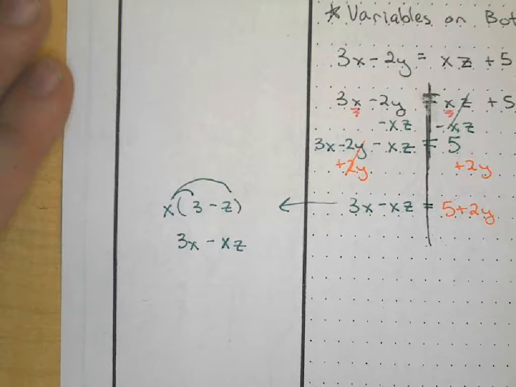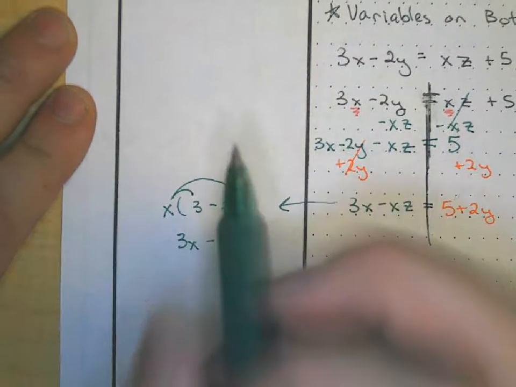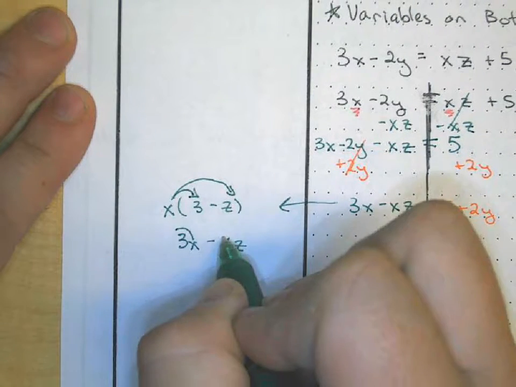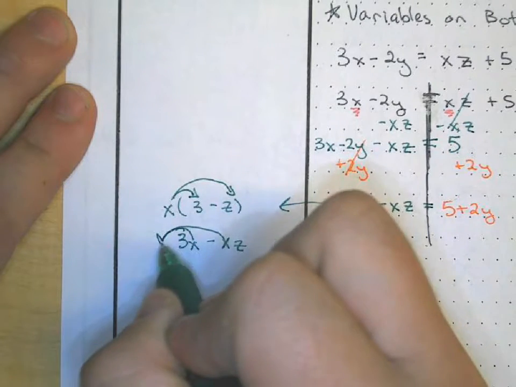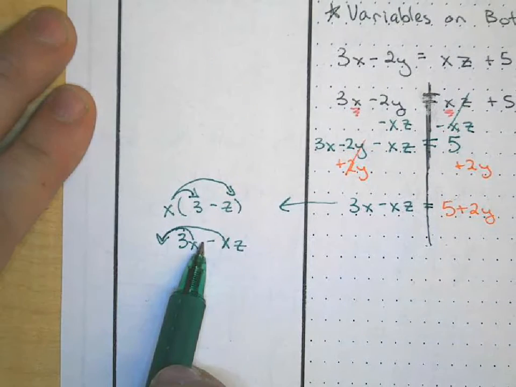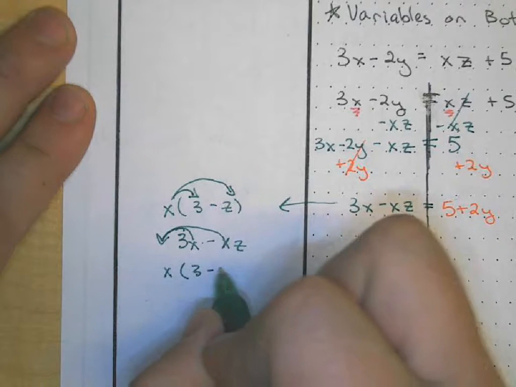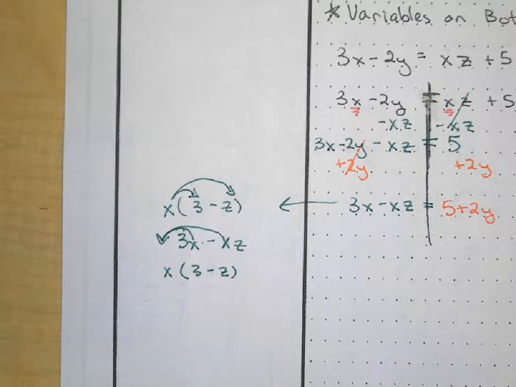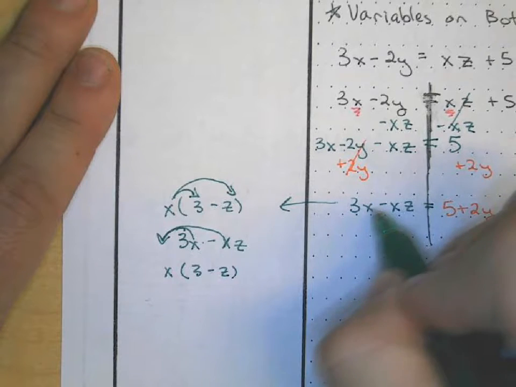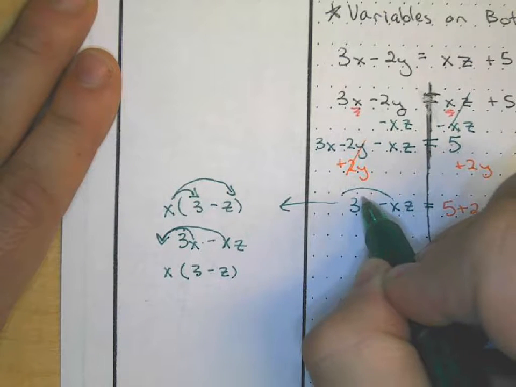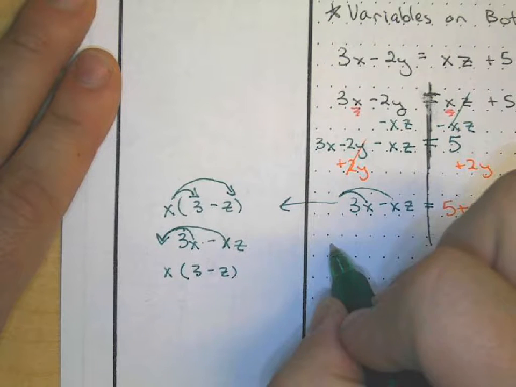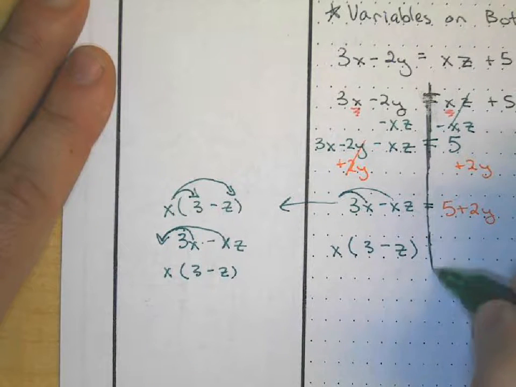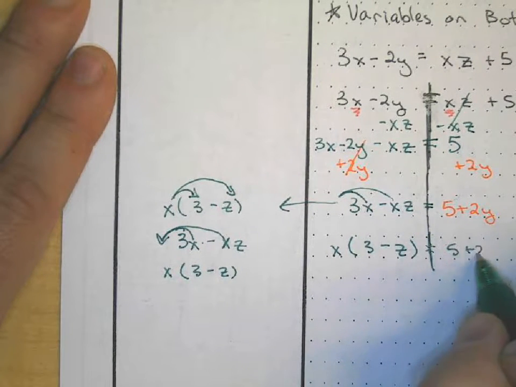So what I want to point out is that I can do the opposite. I can go backwards. I can go this way and multiply in, or, since they both have an x, I can pull that x out front. So if this is the same as this, I can pull it out front and turn it back into that. And this is called factoring. So I can factor that x out front. Since they both share an x, I can factor that x out, and I have x times 3 minus z is equal to 5 plus 2y.